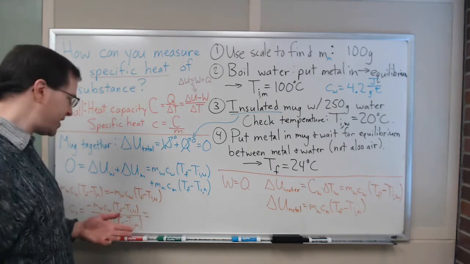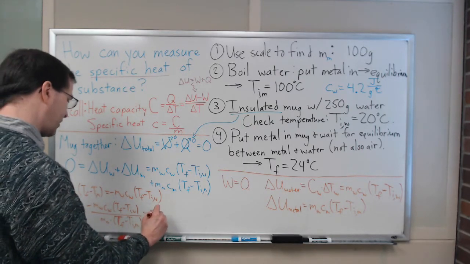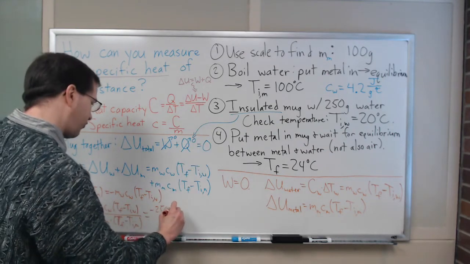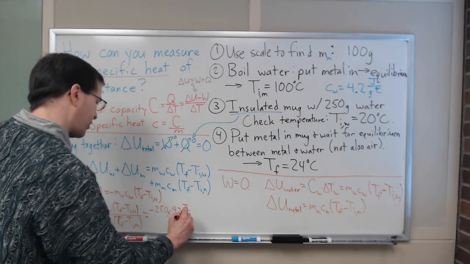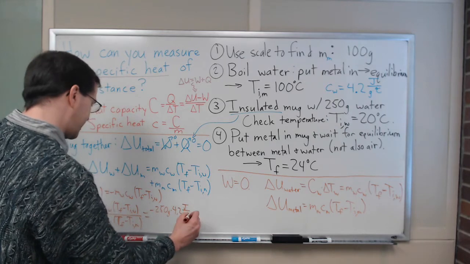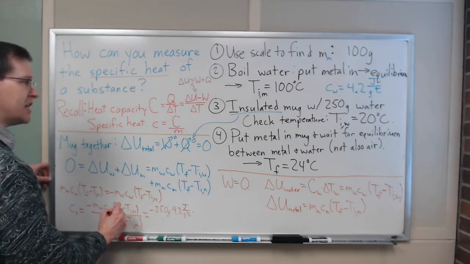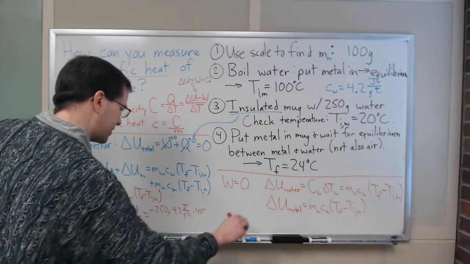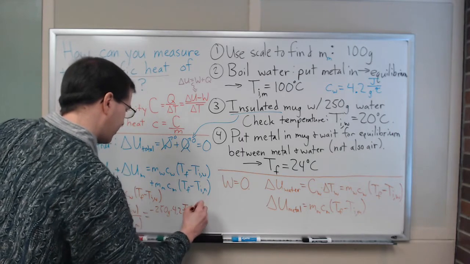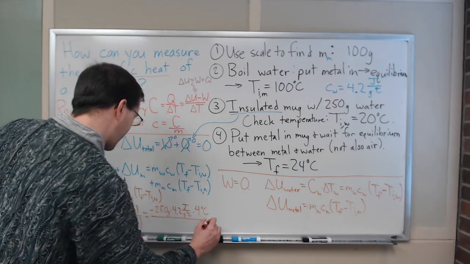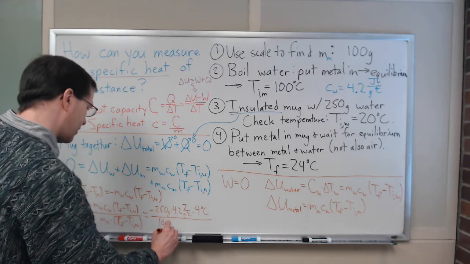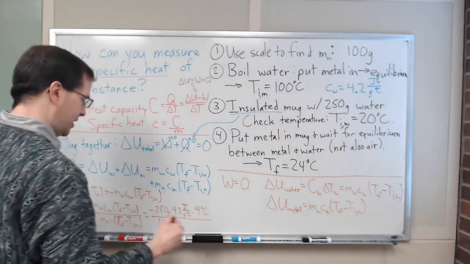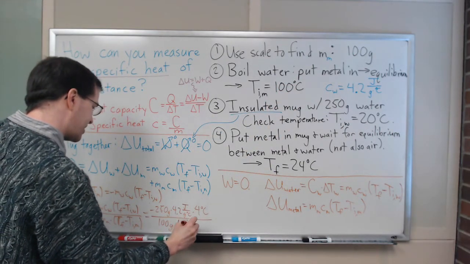And now we can just plug in all those pieces. I've got the negative sign, the minus 250 grams times specific heat of water, which is 4.2 joules per gram degrees Celsius, times my change in temperature of the water, T final minus T initial for the water, which is 4 degrees Celsius, divided by the mass of the metal, which was 100 grams, times the change in temperature, final minus initial for the metal, that's my negative 76 degrees Celsius.